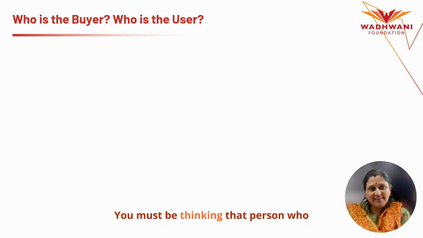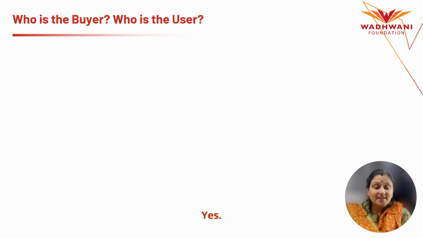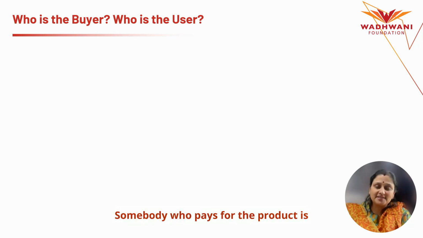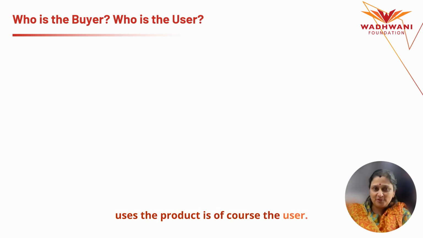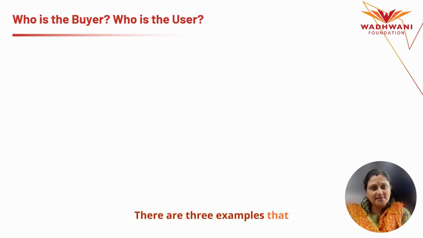You must be thinking that the person who buys the product becomes the buyer. Yes, somebody who pays for the product is the customer, and the person who uses the product is of course the user. There are 3 examples that we are going to pick up.